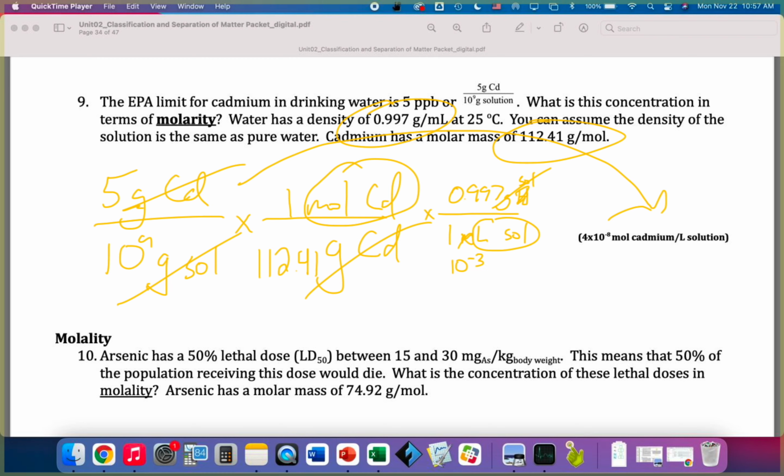So let's see how we're doing here. I'm going to move that 10 to the negative 3 up top to make it positive. 10 to the 3 on top is going to cancel out 3 of the 10s on the bottom, so now I'm down to 10 to the 6th.